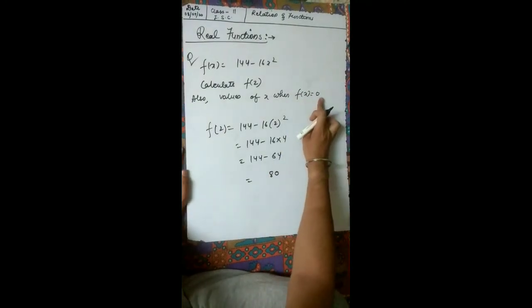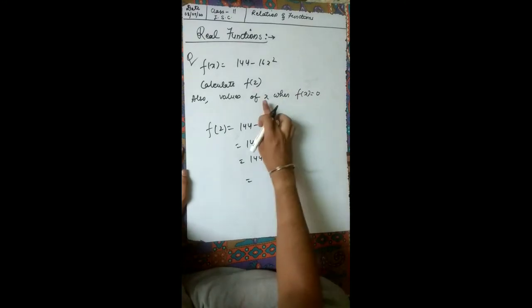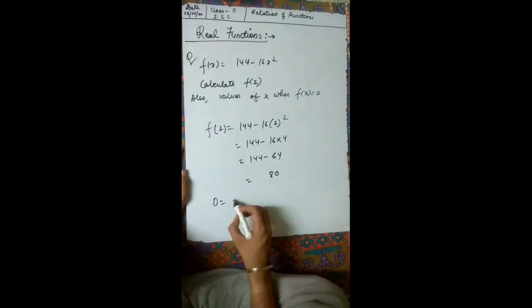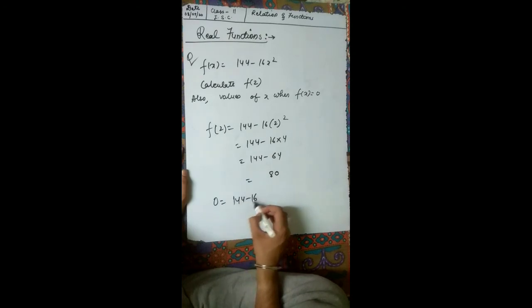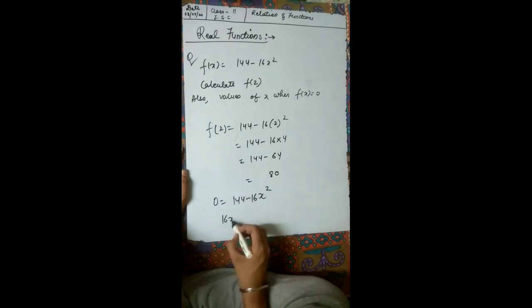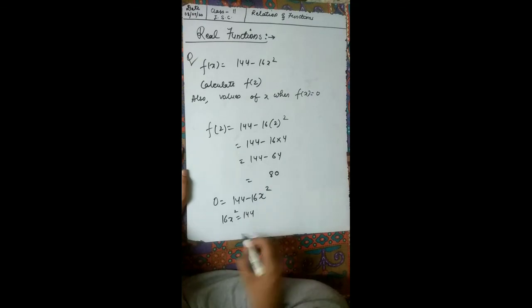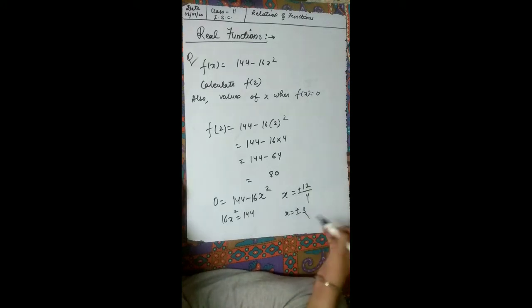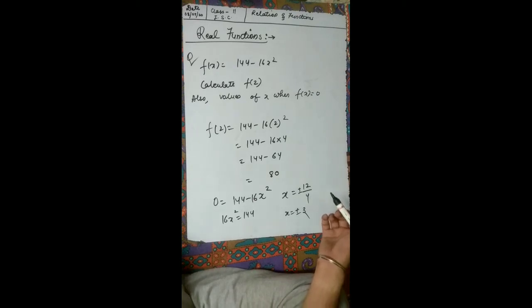Now you need to find the value of x when f(x) is equal to 0. So in place of f(x) we put 0: 144 - 16x² = 0, or 16x² = 144. So what will be x? x² = 9, so x is equal to plus or minus 3. So these are the values of x. Like this you have to do.